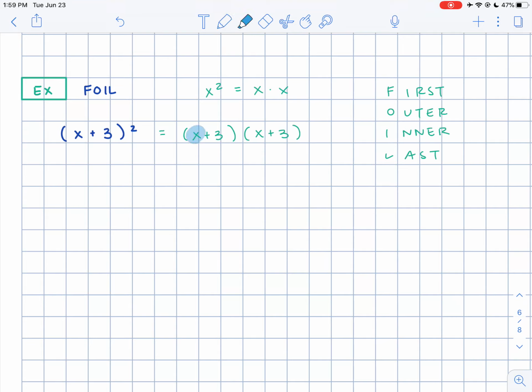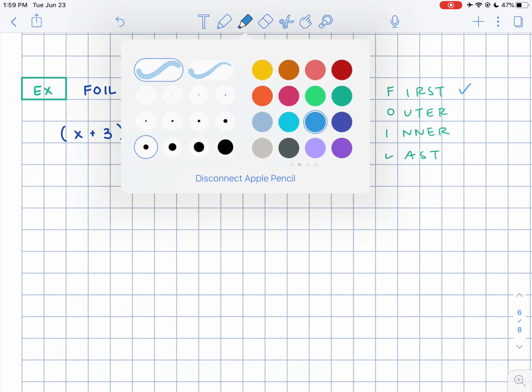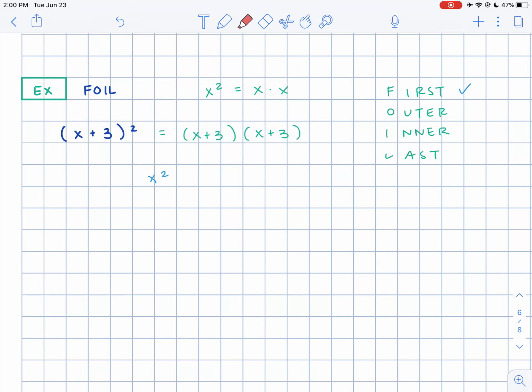So the first thing we'll multiply are the first terms. So this is the first term, this is the first term. So x times x, we know that's x squared, okay? So let me write this in blue actually. X squared. Okay, so we did first. Now let's do outer. Outer, so this is on the outside and this is on the outside. So what is x times 3? That is just 3x.